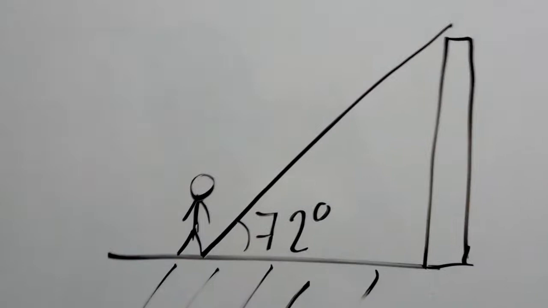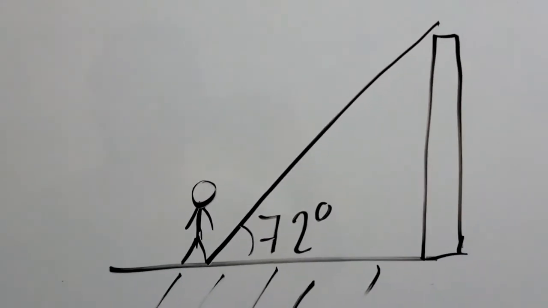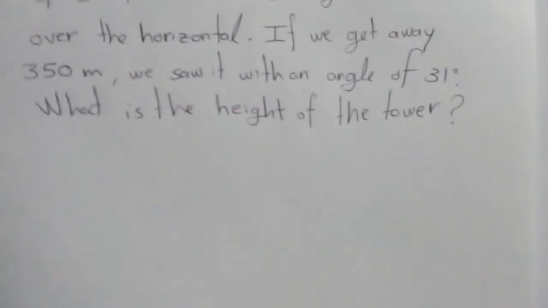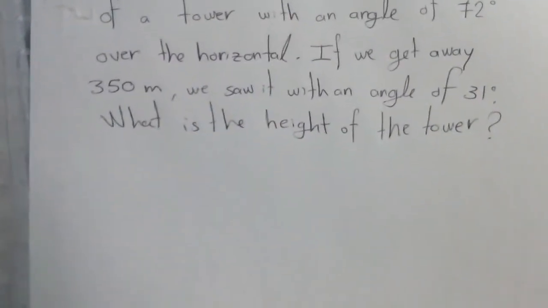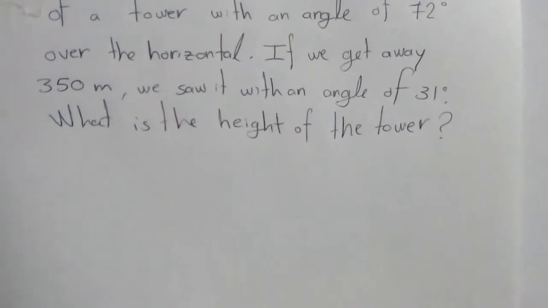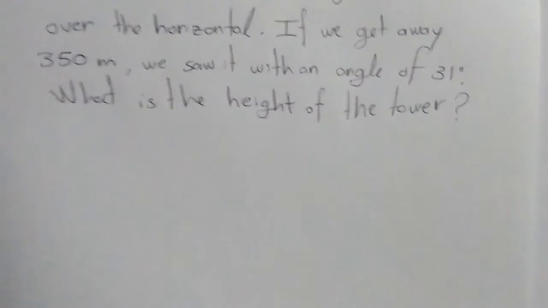It's very helpful to do it. And what is next? If we get away 350 meters, we see it with an angle of 31 degrees. What is the height of the tower?